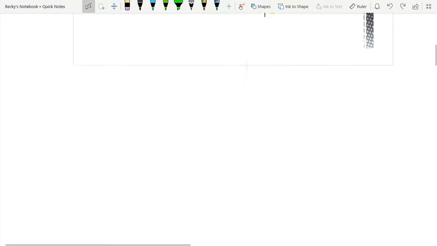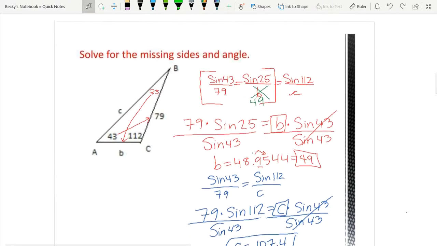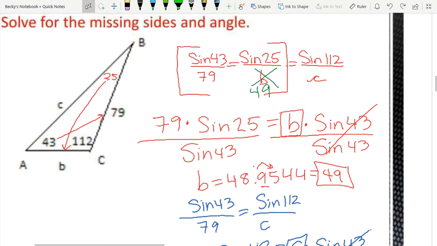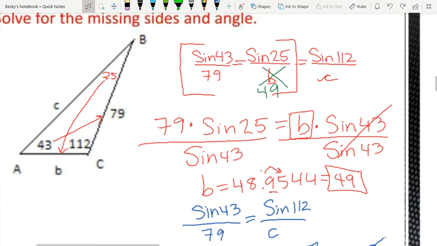Now let's apply this. Let's find the question. I already have this written out. I have a weird version of OneNote on my laptop, and I wrote it out on the big screen first, but I will explain as I go. First, I can find this top angle easily because 180 minus 43 minus 112 is 25. So that was old stuff.